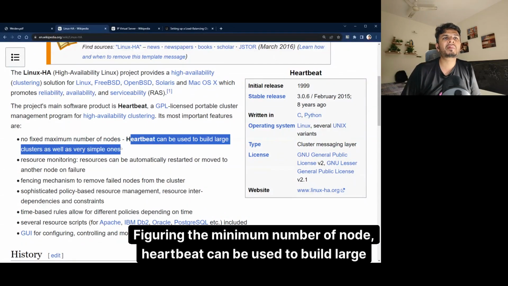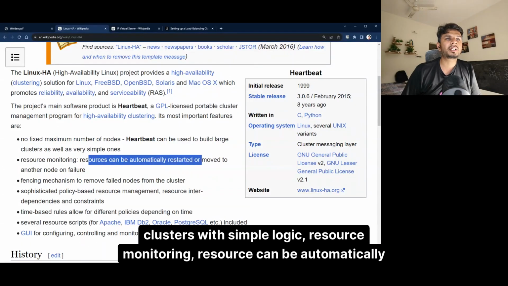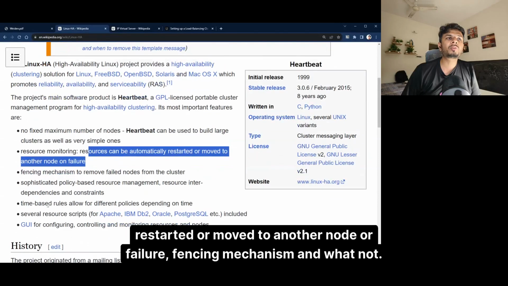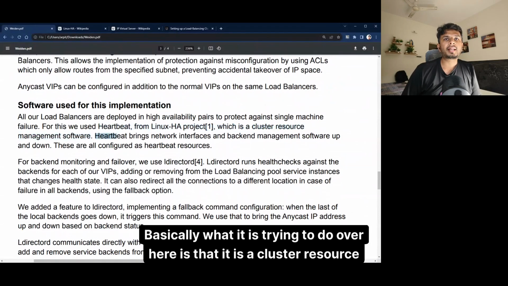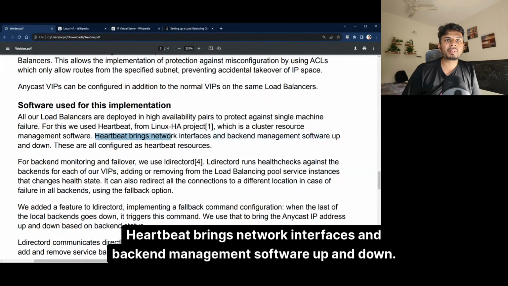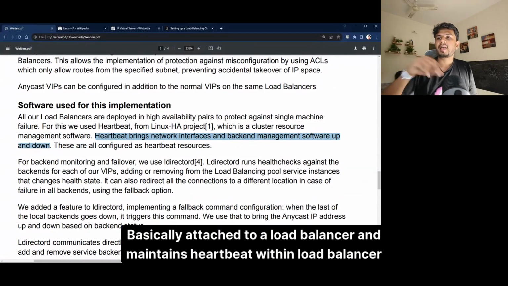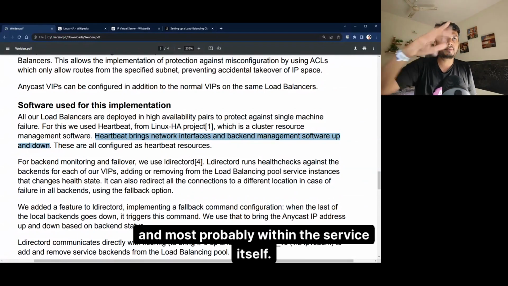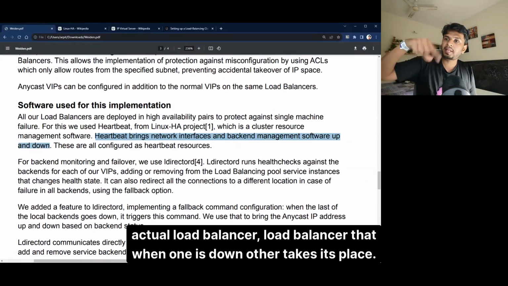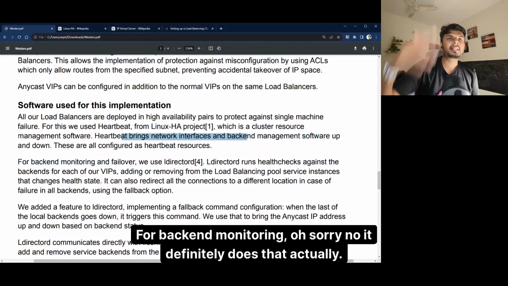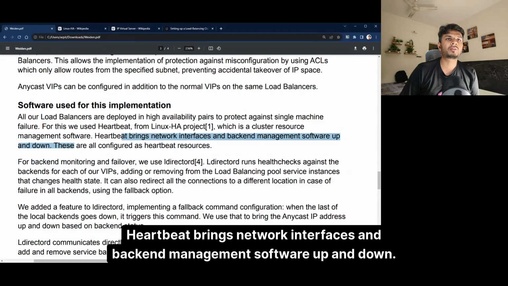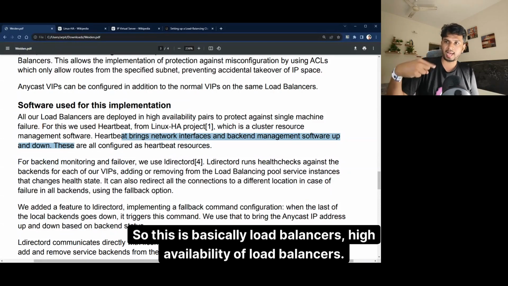That's what it does. Heartbeat can be used to build large clusters with simple logic and resource monitoring. Resources can be automatically restarted or moved to another node on failure, with a fencing mechanism and whatnot. Basically, it is a cluster resource management software. Heartbeat brings network interfaces and backend management software up and down. It maintains heartbeat within the load balancer and most probably within the service itself, who is up, who is down and all. But definitely on the load balancer, when one is down, the other takes its place. So this is basically high availability of load balancers.